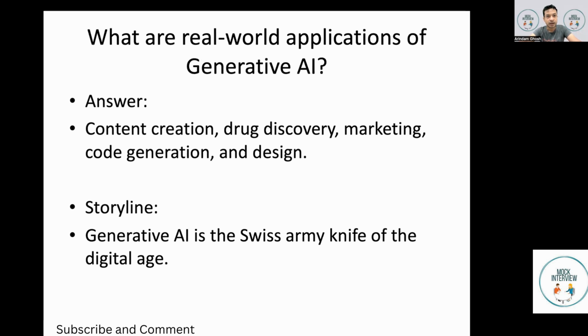Great. Next question. What are real world applications of generative AI? Answer: content creation, drug discovery, marketing, code generation, and design. So there are many different real world applications. Storyline: generative AI is the Swiss army knife of the digital age. As we know, it's like a knife. Digitally, it has improved a lot. With generative AI, it's moving more toward agentic AI, so we'll come up with agentic AI interview questions and answers as well in future.